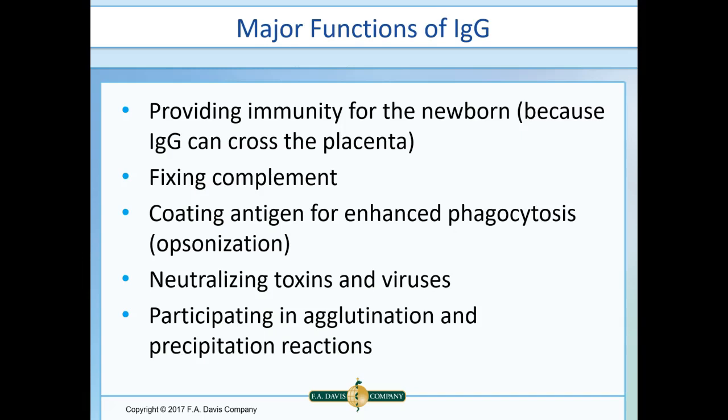The major functions include providing immunity for a newborn. IgG can cross the placenta, so it can go from the mom to the baby in utero. It's got the ability to fix complement that we're going to learn about next week. It coats an antigen for enhanced phagocytosis or opsonization, and it neutralizes toxins and viruses, and it participates in agglutination and precipitation reactions that we'll be doing later on in the semester.